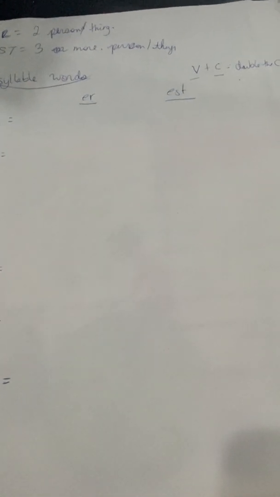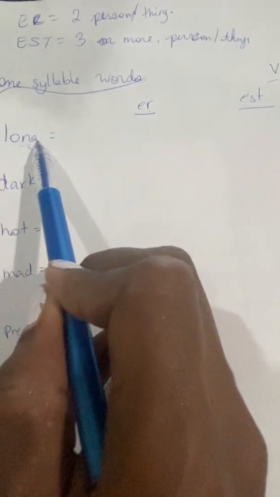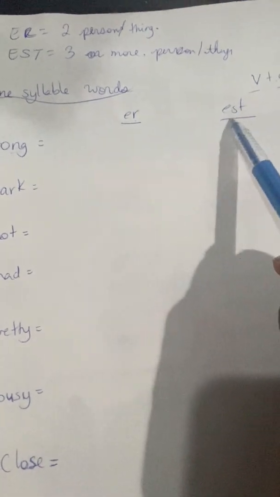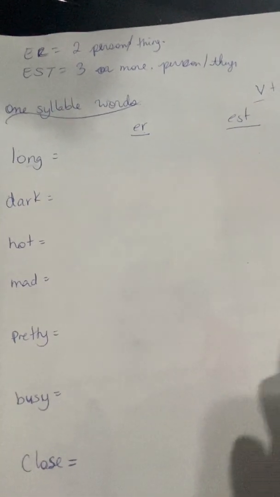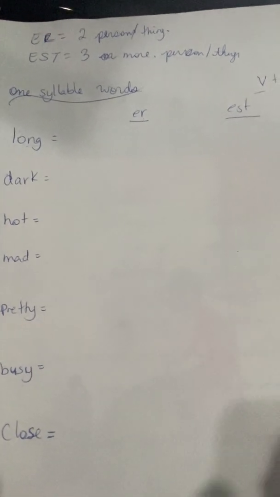Now we know our vowels are A, E, I, O, U, sometimes Y, and we know our consonants are all the other letters in the alphabet. So when you're looking at the last 2 letters of the word, if there's a vowel and a consonant, the consonant needs to be doubled before you add ER or EST. We practiced that yesterday. I hope you guys did well on that activity. Today we're going to be looking at a few other rules.